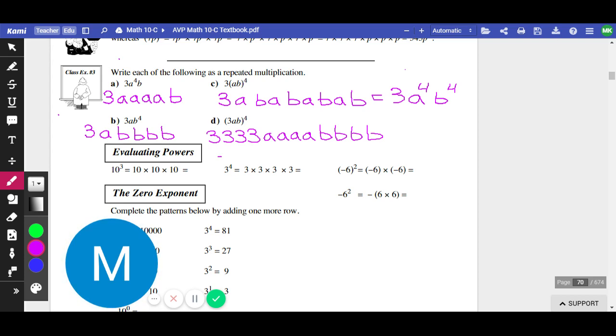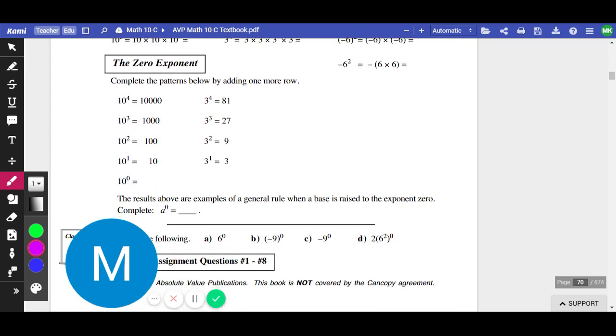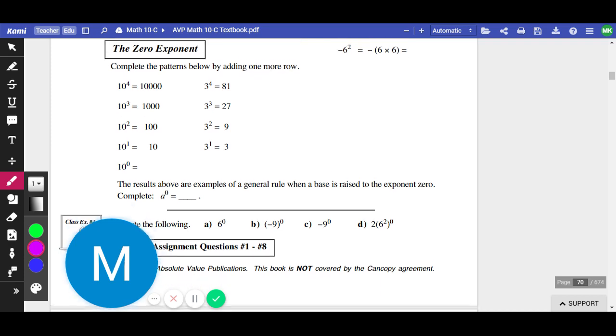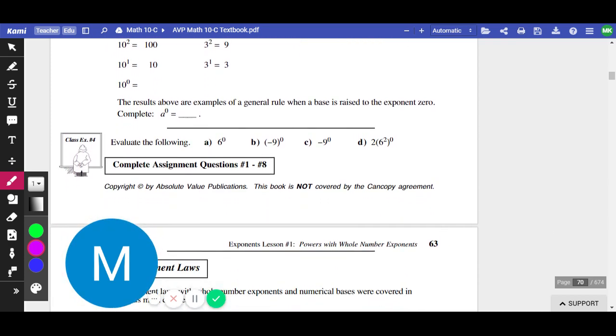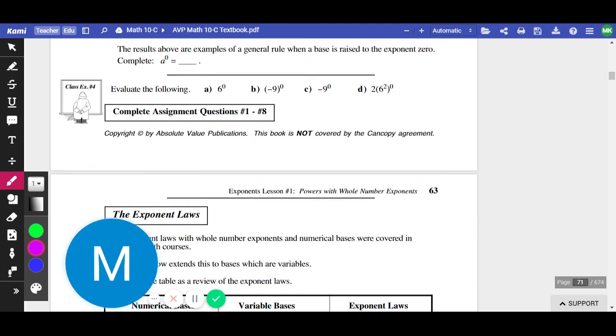Awesome. We're going to talk about the zero exponent law. We're just going to talk about it by doing this question right here. We're going to evaluate all these things. Evaluate means calculate. Okay, so if you see that terminology, evaluate means calculate.